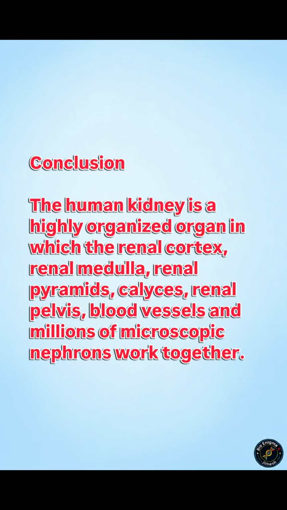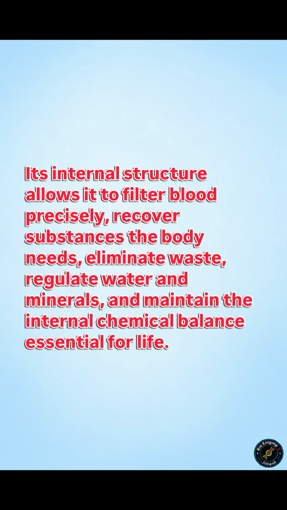Conclusion: the human kidney is a highly organized organ in which the renal cortex, renal medulla, renal pyramids, calyces, renal pelvis, blood vessels, and millions of microscopic nephrons work together. Its internal structure allows it to filter blood precisely, recover substances the body needs, eliminate waste, regulate water and minerals, and maintain the internal chemical balance essential for life.